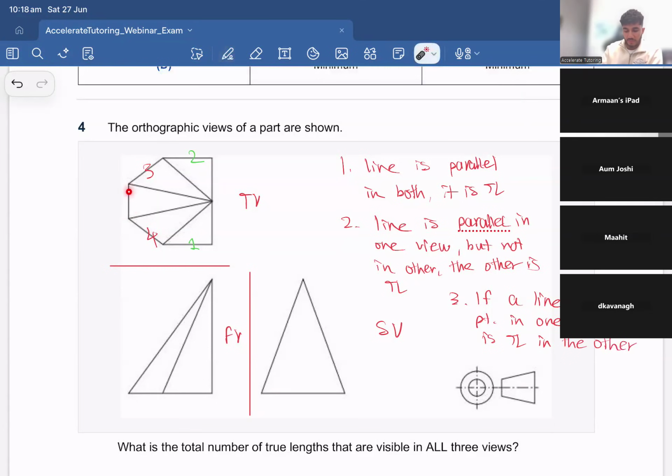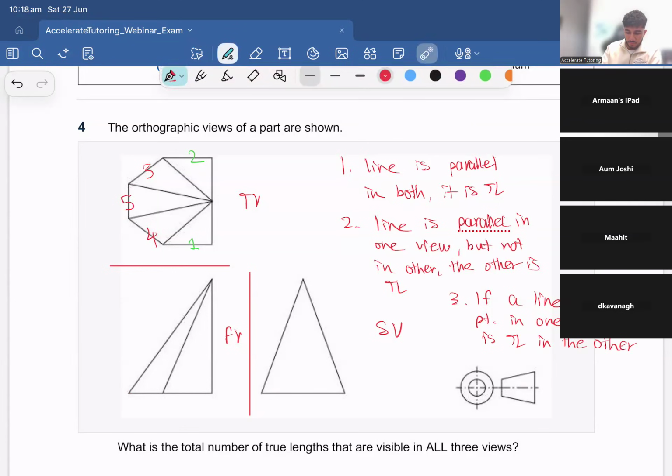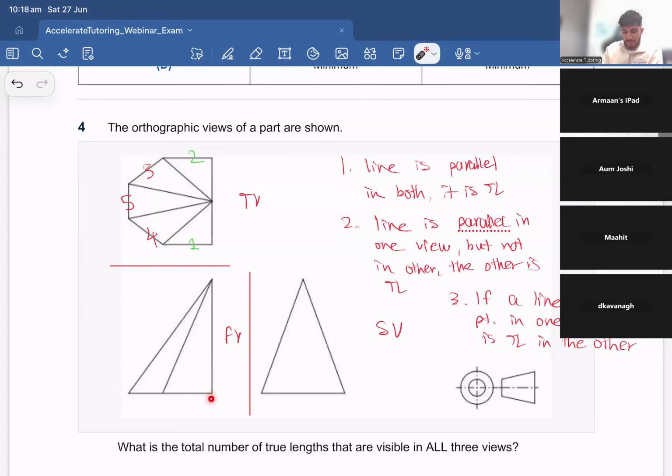If we look at this line over here, that's represented by just a singular point. So this is also true length. Same with these two lines. They're represented by just a singular point over here. So they are also true length. So all of these outer edges in the top view are all drawn to true length.